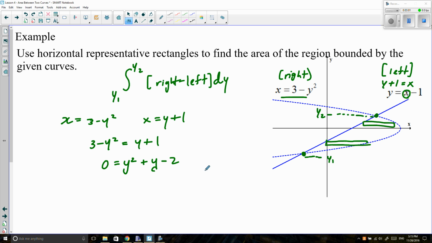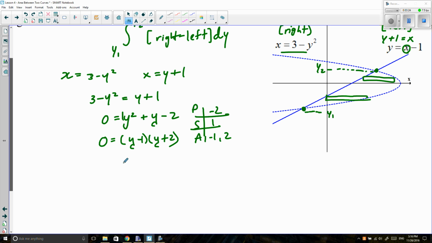So I need to PSA factor this. Okay, so product, sum, answer. My product is going to be negative 2. My sum is equal to 1. So my two numbers should be 1 and 2, where the 1 is actually negative. So because my a value is 1, I can go right into my factors. I get y minus 1 and y plus 2. So these are going to give me my intersection points. They intersect when y is equal to 1 and when y is equal to negative 2.